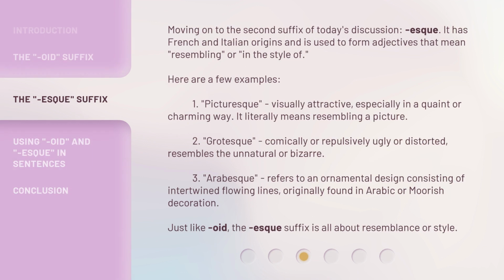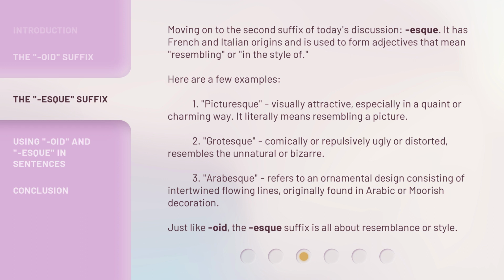Moving on to the second suffix of today's discussion, ESC. It has French and Italian origins and is used to form adjectives that mean resembling or in the style of. Here are a few examples.